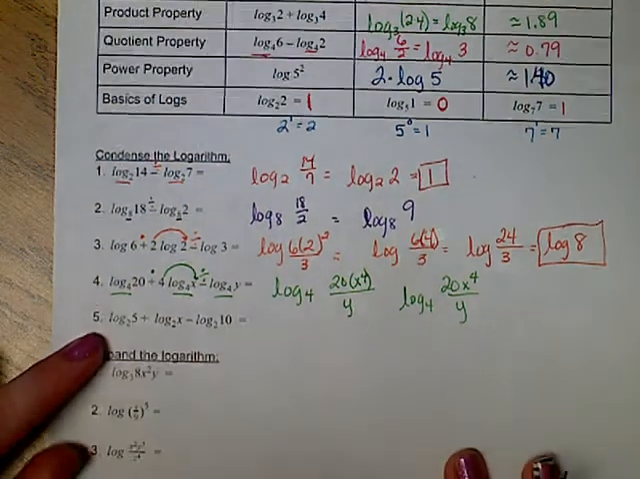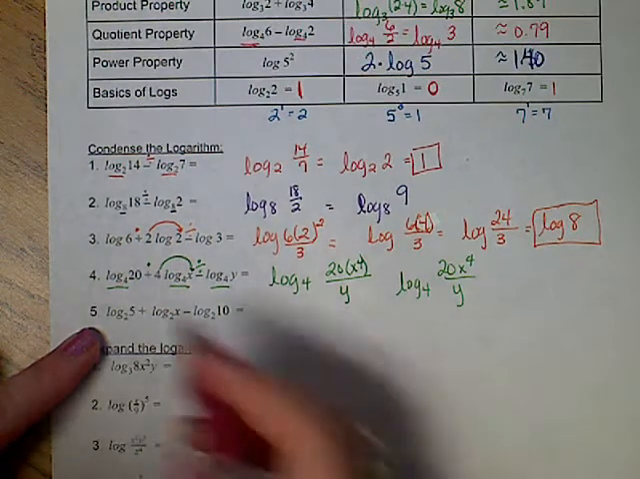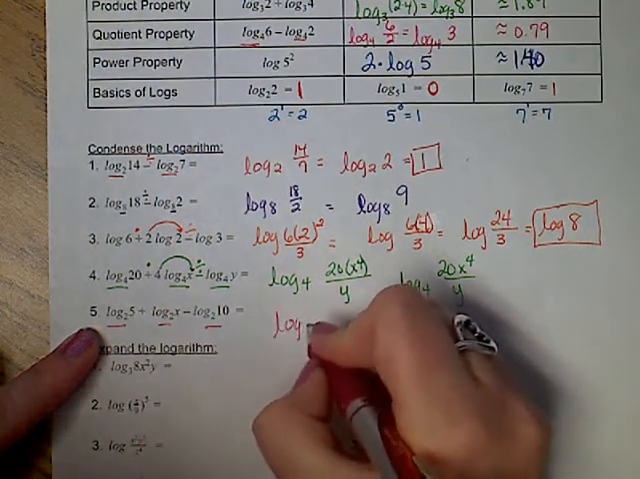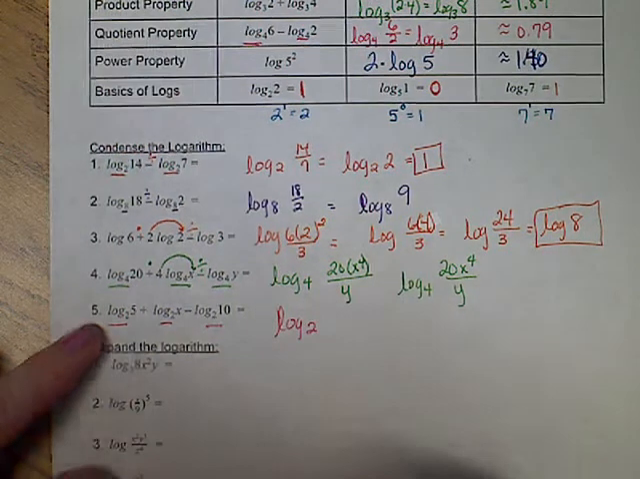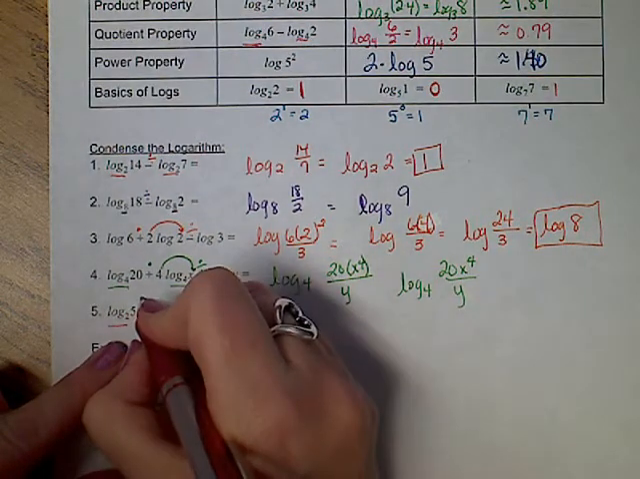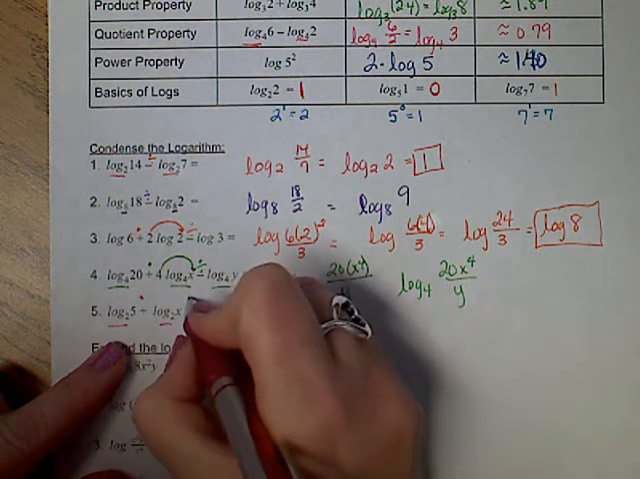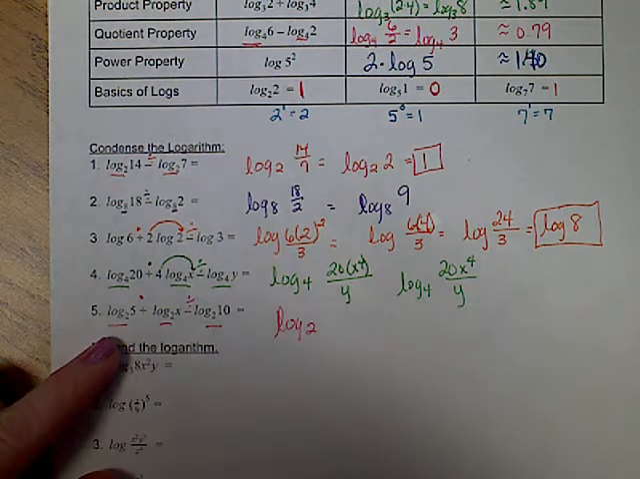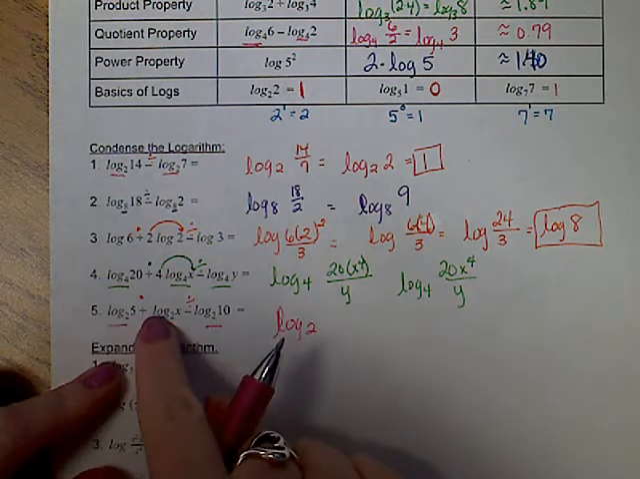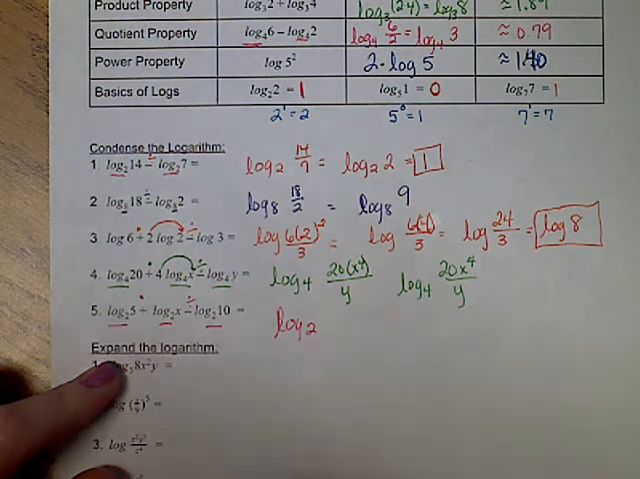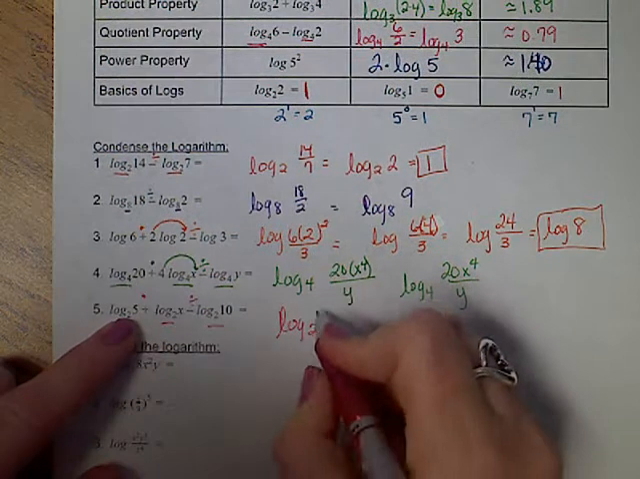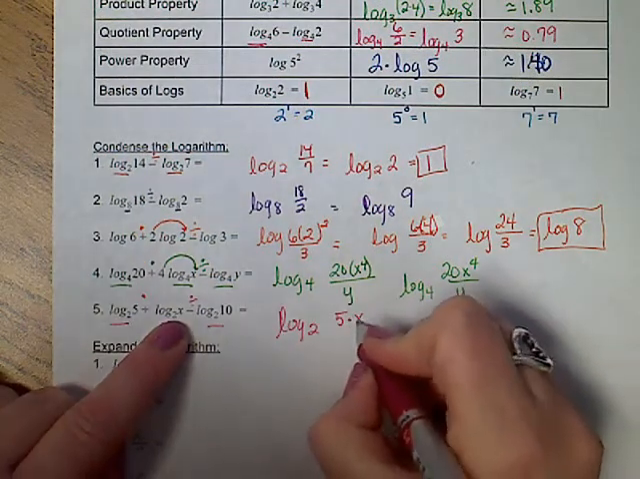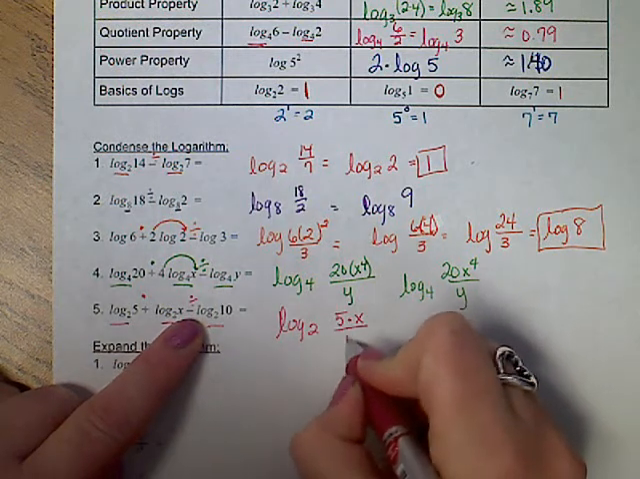Okay, and then we're going to do number 5. Notice that I've got log bases that are the same, so we're going to go log base 2. Addition means times, subtraction means division. And I look to see, do I have an exponent? No. Exponent? No. Exponent? No. Okay, I've got no exponents. I've got 5 times x, and all that's divided by 10.